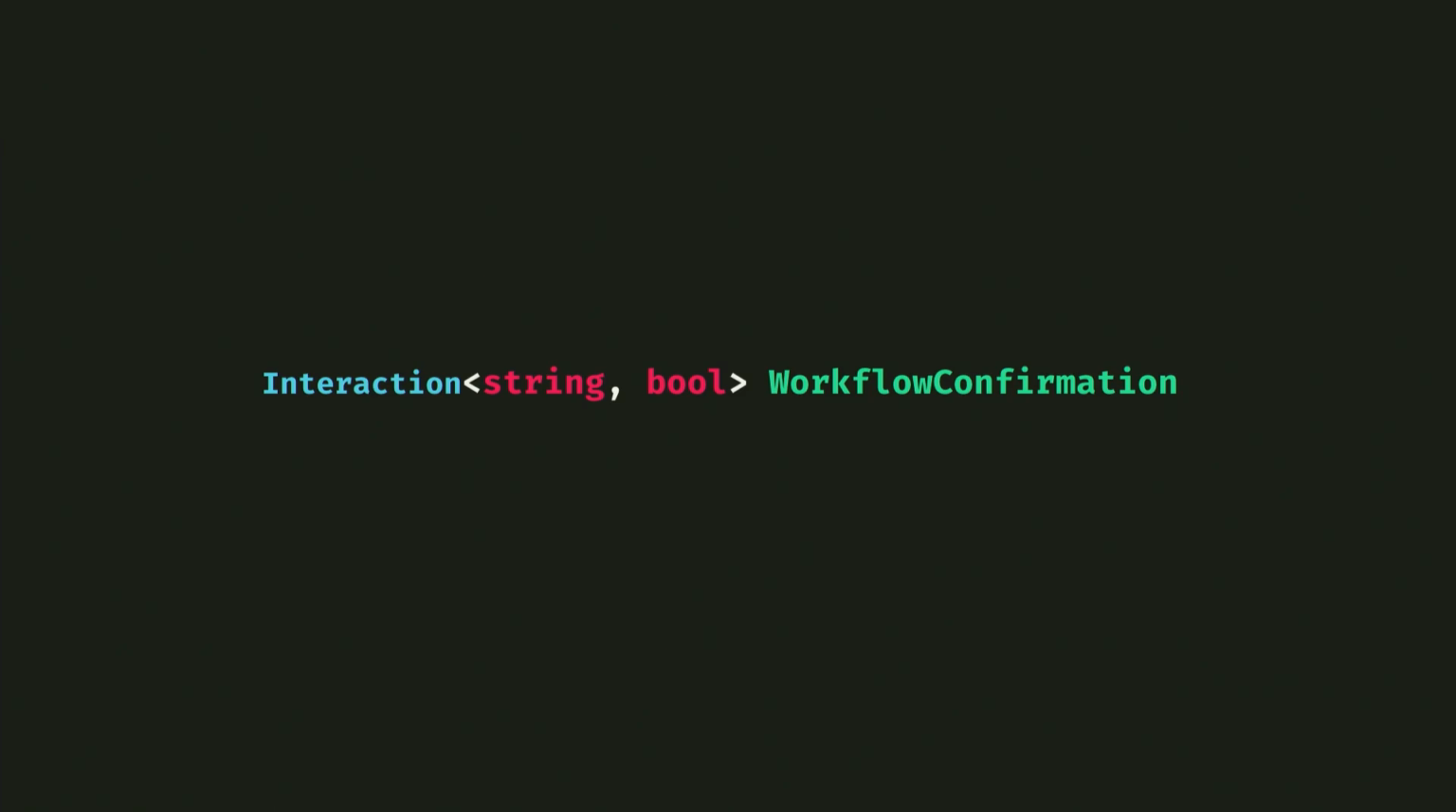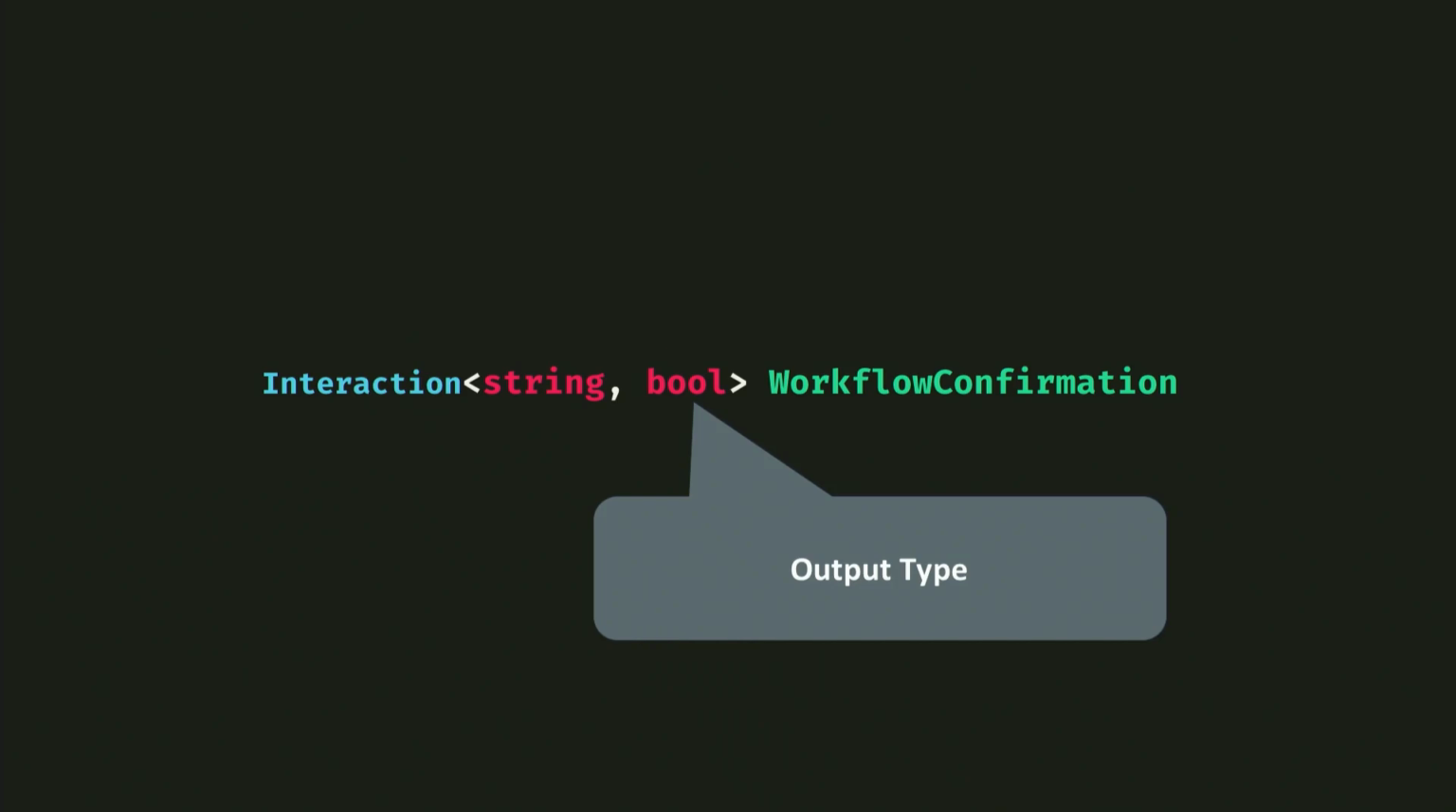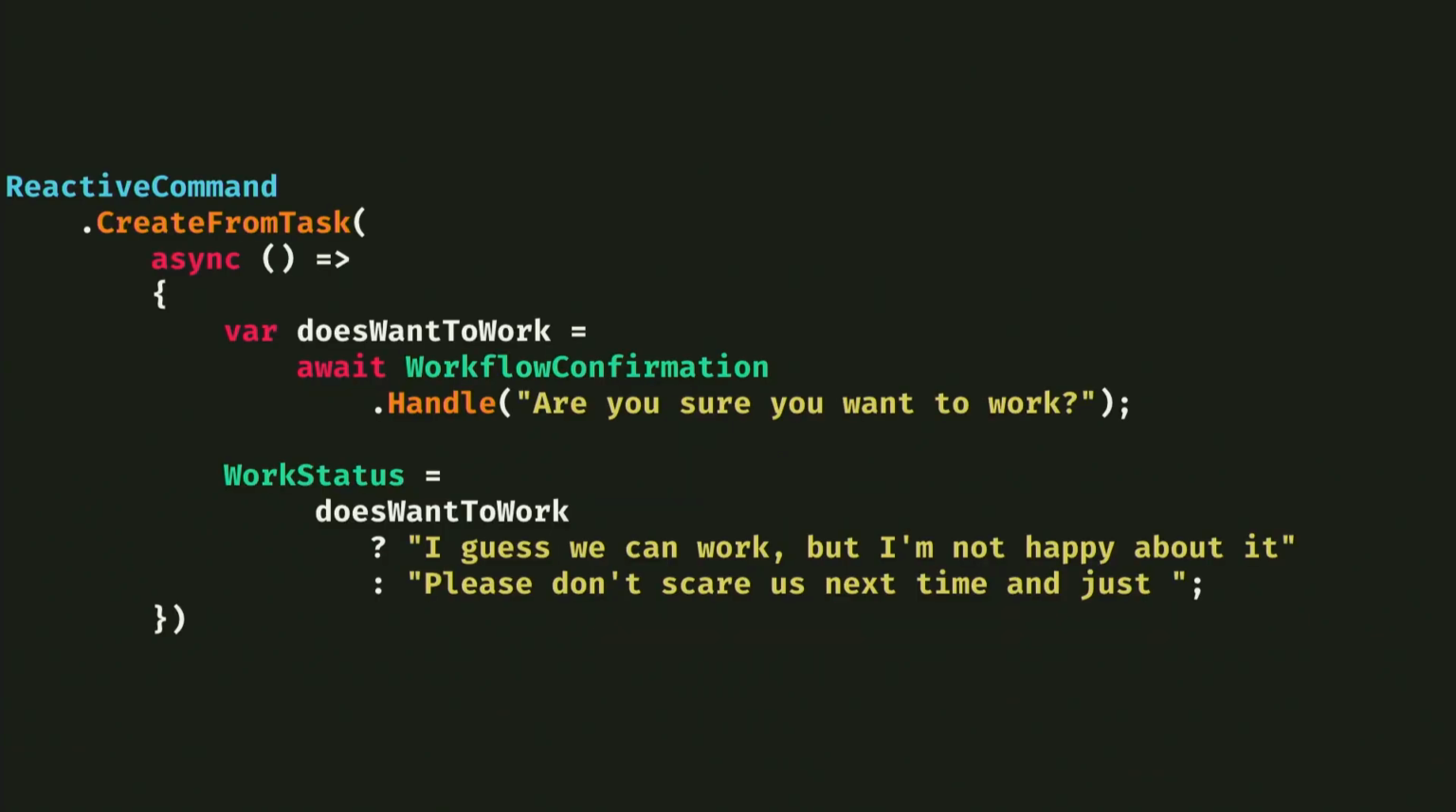Interactions look unsurprisingly just like a reactive command, right? So you'd create an interaction here. You're going to tell it the data that's coming in, so you're going to give it that input type. You're going to tell it the output type. So I'm going to pass a string in, and I'm going to expect to get a Boolean back.